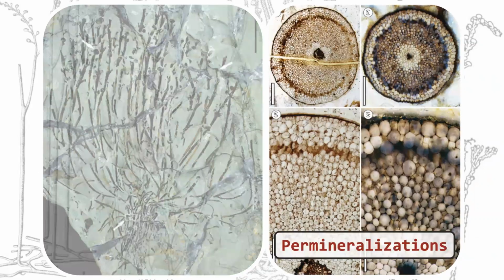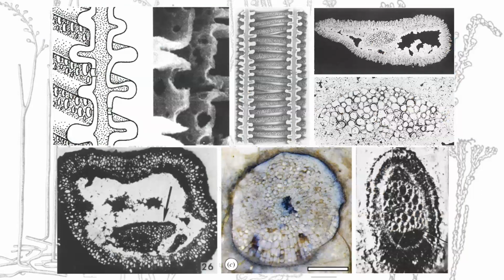Whereas permineralizations, which are also much rarer than compressions, preserve that anatomical data that I was discussing, things like xylem characters and cortex histology. And so the relative rarity of permineralizations, as well as the quality of those we do have, hinders the inclusion of these anatomically preserved fossils in many studies.